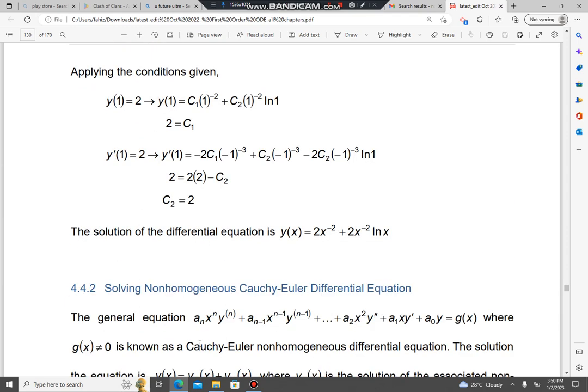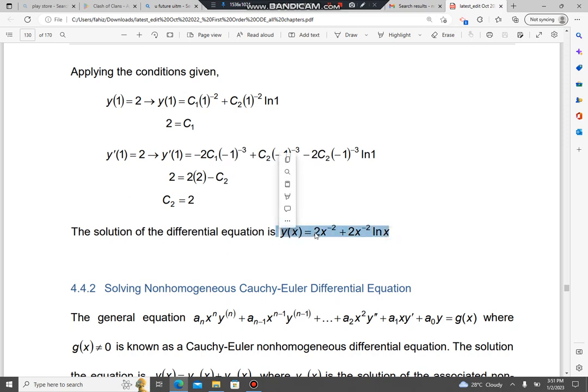So masukkan yang ni, y(1) masukkan dalam equation first ni untuk y, and then y prime pun masukkan dalam this equation. So when you solve this one, you get the value of c1 which is 2, and you get the value of c2 which is 2. Okay, so sama-sama dapat 2. So the solution of the differential equation is y(x) equals to 2x^-2 plus 2x^-2 ln x. So you get this solution.